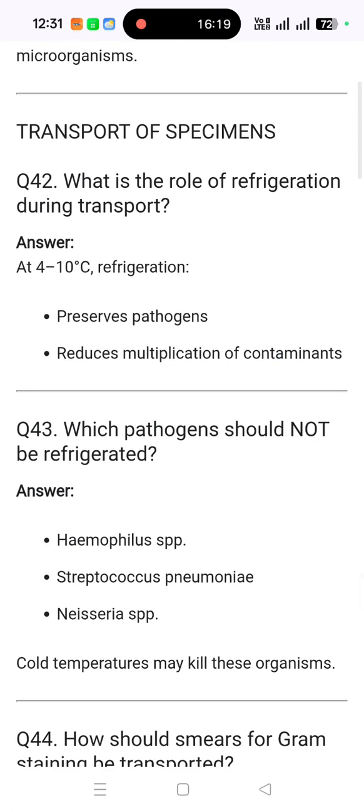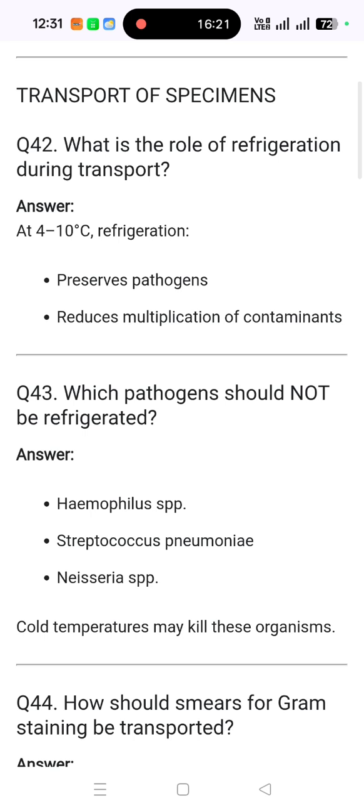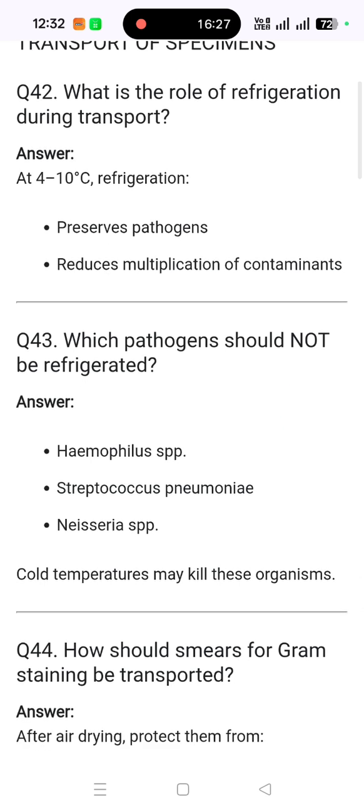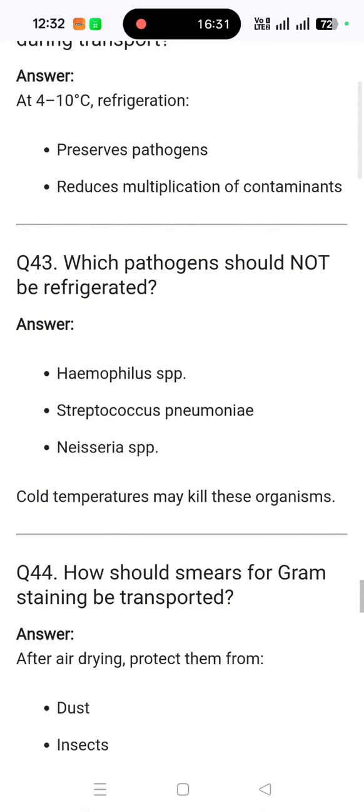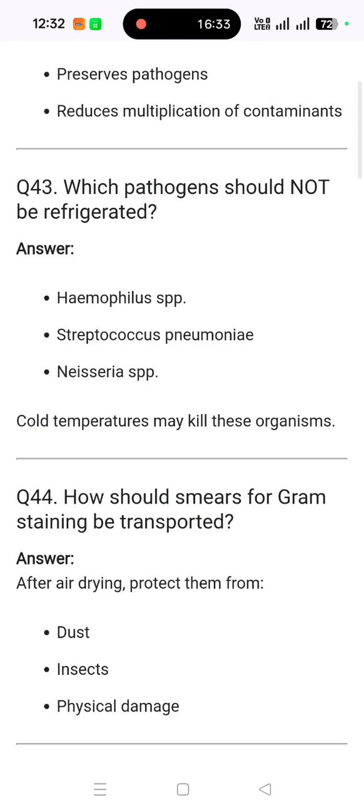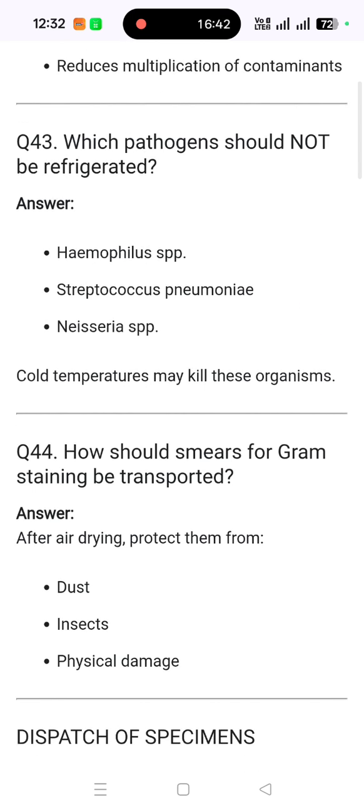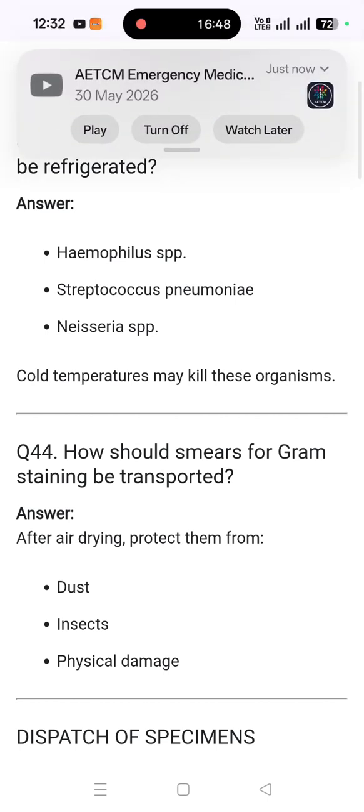Transport of specimen. What is the role of refrigeration during transport? At 4 to 10 degrees centigrade, refrigeration preserves pathogens and reduces multiplication of contaminants. Which pathogens should not be refrigerated? Haemophilus species, Streptococcus pneumoniae, Neisseria species. Cold temperature may kill these organisms, because they want body temperature.